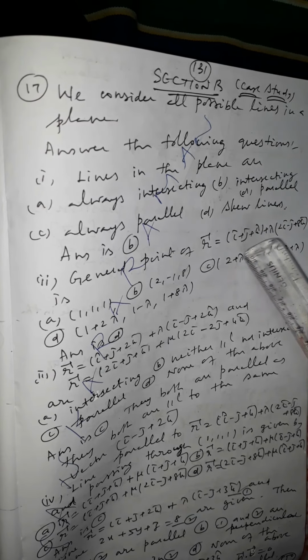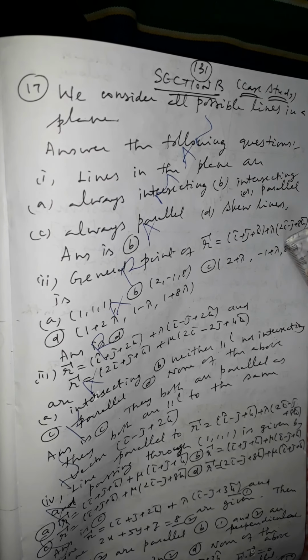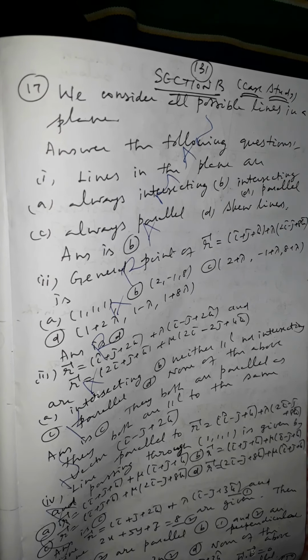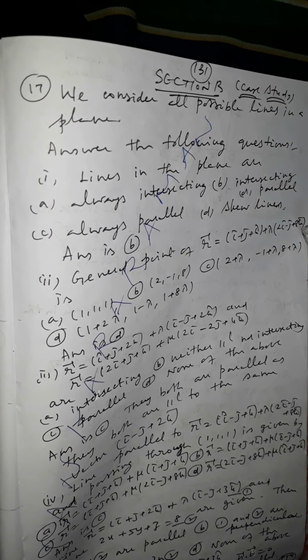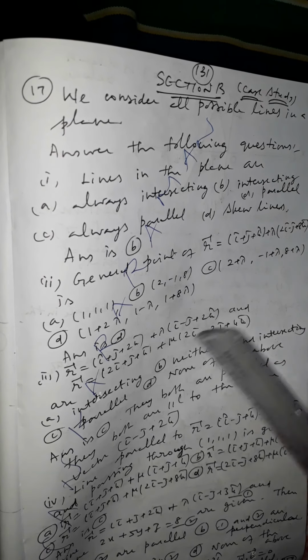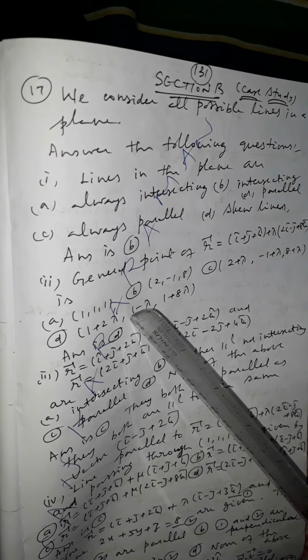Subdivision 2. General point of r vector equal to i + j + k + λ times (2i − j + 8k). Here it will be always (1 + 2λ, 1 − λ, 1 + 8λ). Therefore, my answer is definitely D.